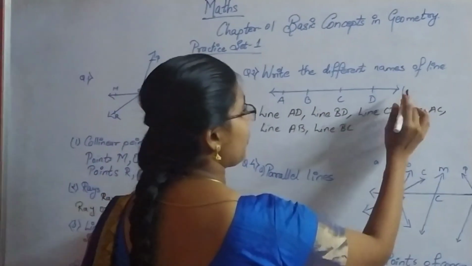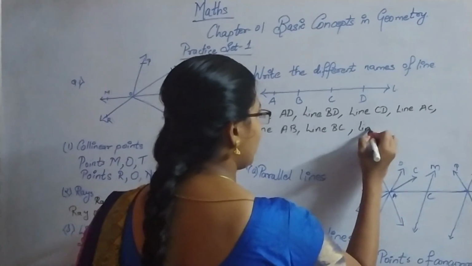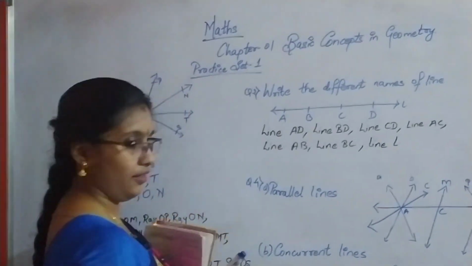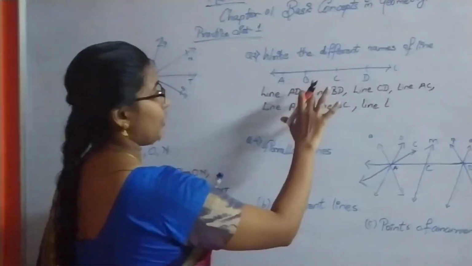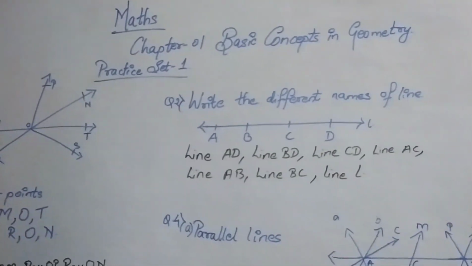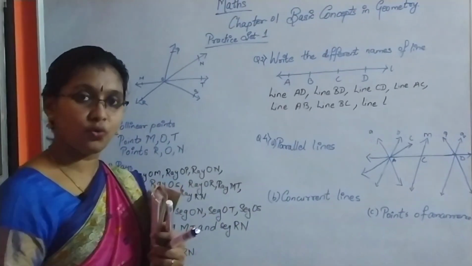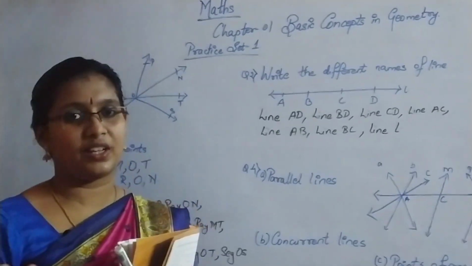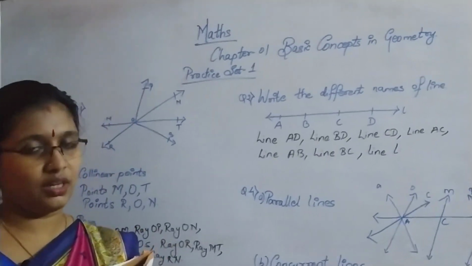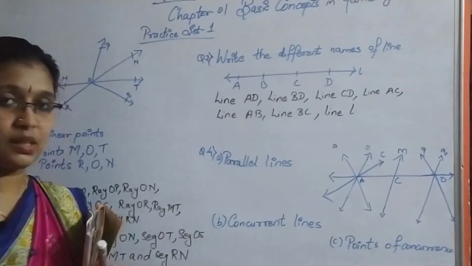Apart from this, there is one more alphabet written in the corner, L. So again I can name it as line L. So these many names we can get from this one diagram of finding out lines. Next, question number 3 is for homework, which is again match the following, which we have solved in our last video. Again you have to come up with the answers in the match the following of your textbook. We are starting with question number 4.